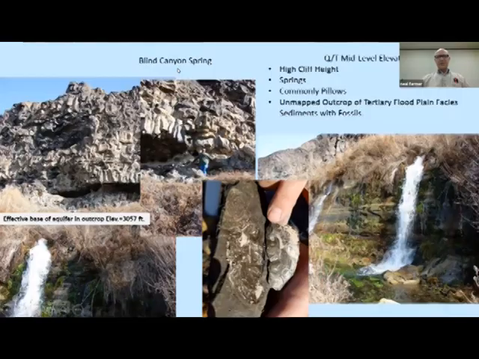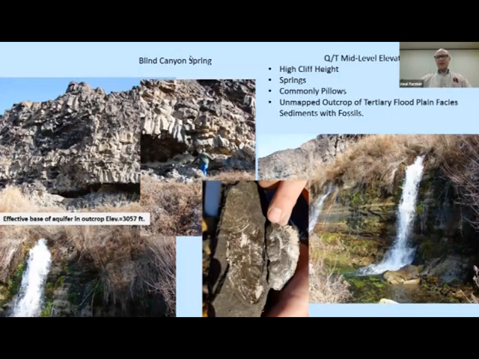Blind Canyon Springs has a contact exposure of the Glens Ferry sediments. They're tertiary, so you can have tertiary lake sediments or tertiary basalts, both of which are low permeability typically. And this is the bottom of the aquifer for the ESPA at Blind Canyon Springs that are issuing out. Fairly high cliff face here. This is kind of a medium elevation, along with some fossils that came out of that exposure.